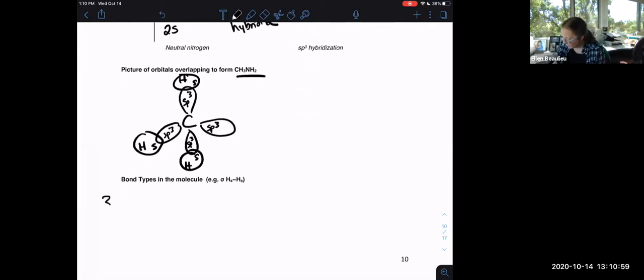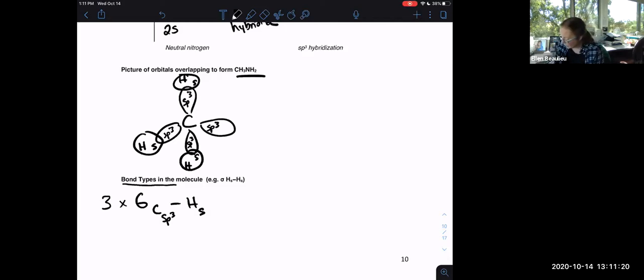What I see right here is that I have 3 sigma bonds between carbon and hydrogen. The carbon is sp3 hybridized. The hydrogen has an s orbital. Whenever I ask you to list the bond types in a molecule, this is the type of list that I want you to produce.